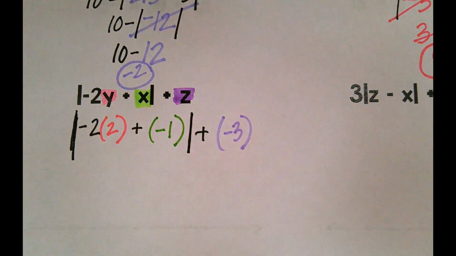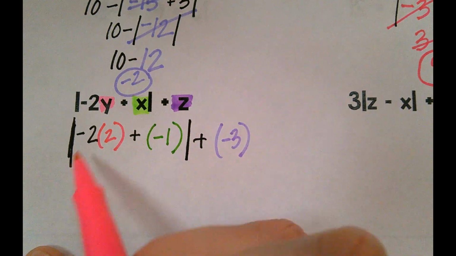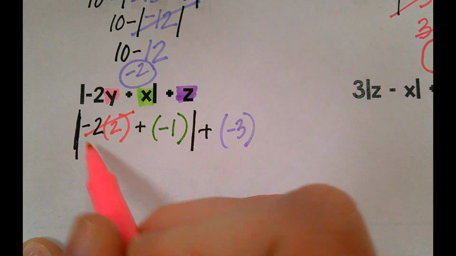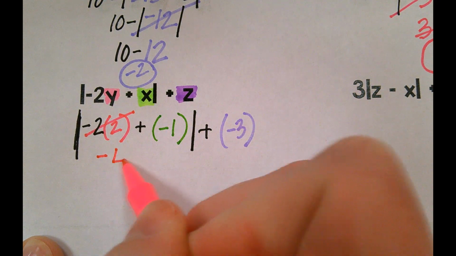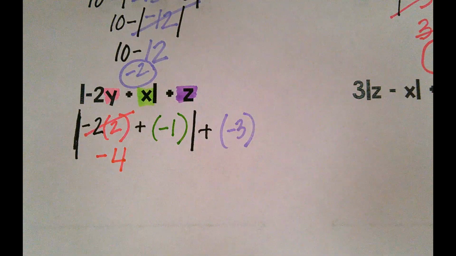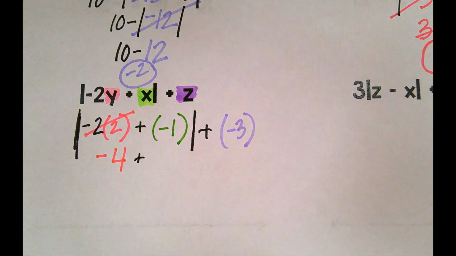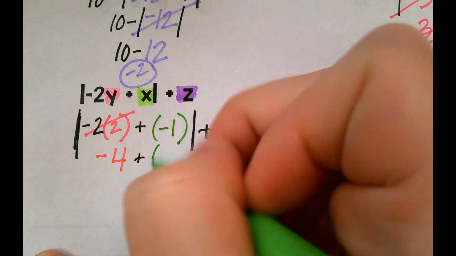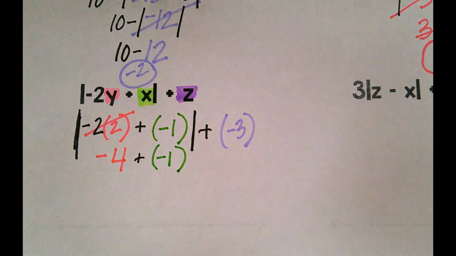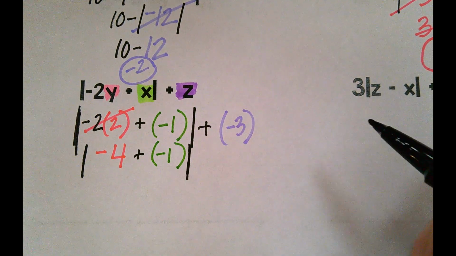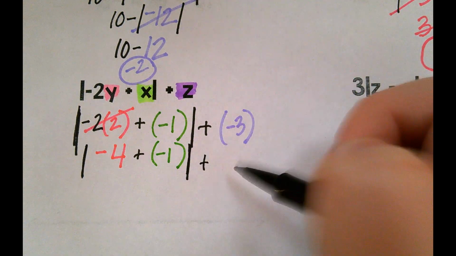Okay. Everything's plugged in now. Charles, tell me again what you say we were going to do here. Take your -2, multiply it by 2. Good. And that gives me -4. Perfect. -2 times +2 is -4. Plus your -1. Okay, plus -1. We'll bring that down. You still need to do your absolute value bars. So I'll bring down my absolute value bars as well. What else comes down? Plus the -3. Good. Plus the -3.